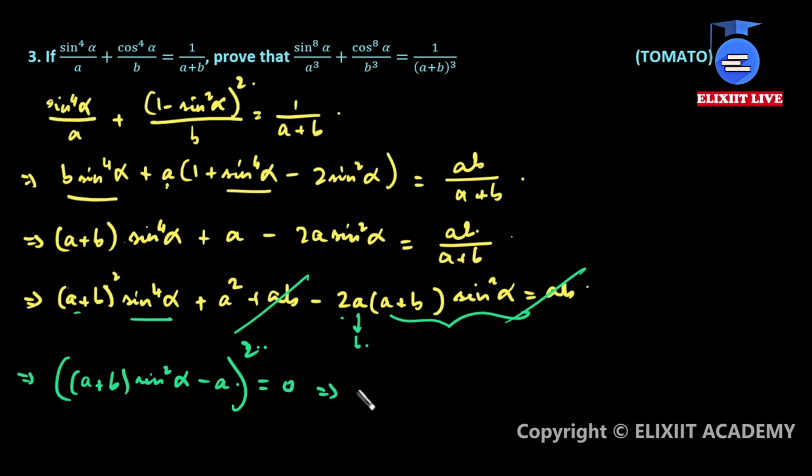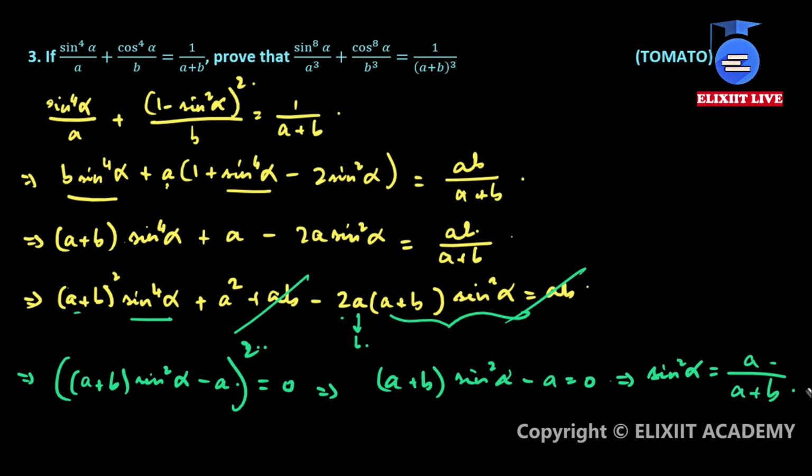This is equal to 0 now. Just for the sake of simplification, we have done this thing. A plus B times sine square alpha minus A whole square is equal to 0. So ultimately you're getting A plus B times sine square alpha minus A is equal to 0. So we can solve for sine square alpha from here. What is sine square alpha? Sine square alpha will be A by A plus B. We can find out sine square alpha.